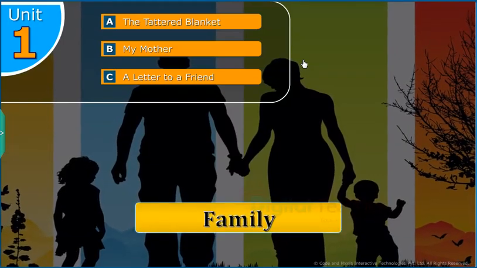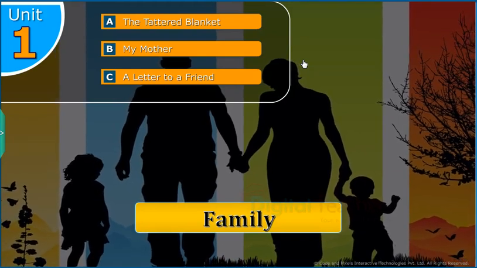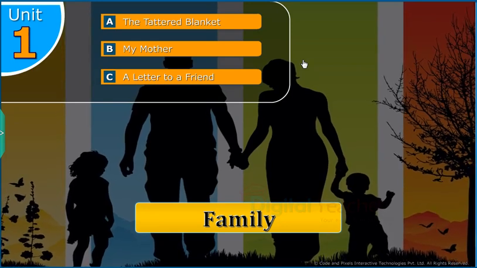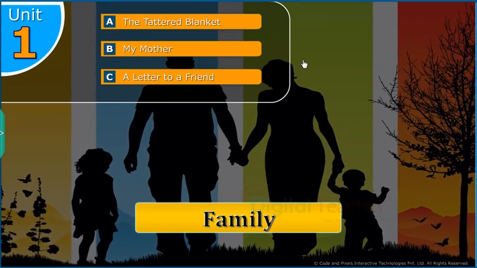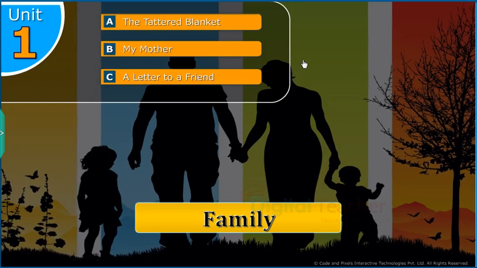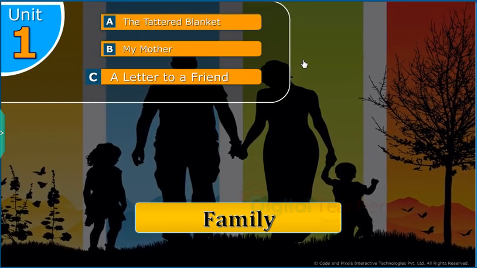This unit helps to understand the importance of family and how worthy every second spent with family is. This unit is classified into 3 reading sections. They are A. The Tattered Blanket, B. My Mother, C. A Letter to a Friend.